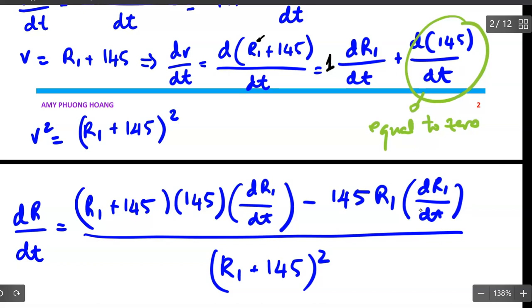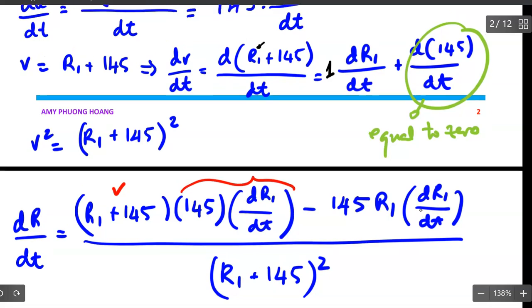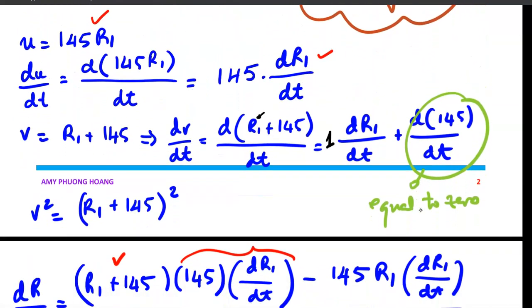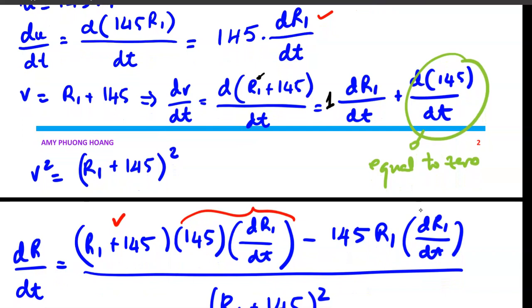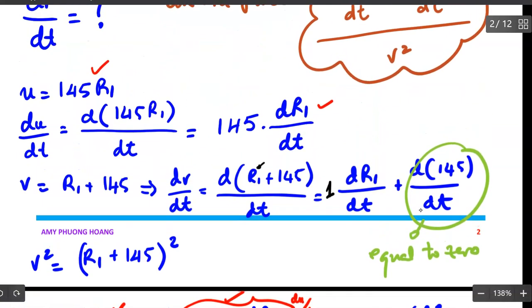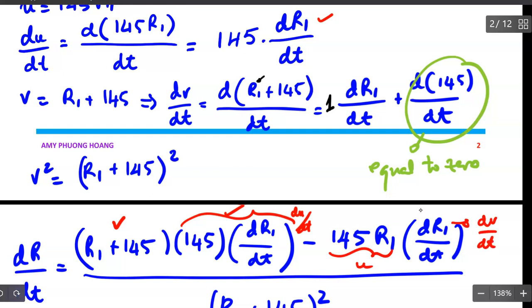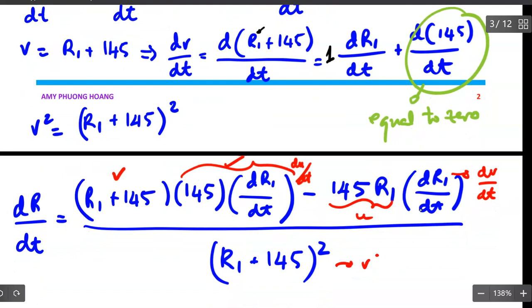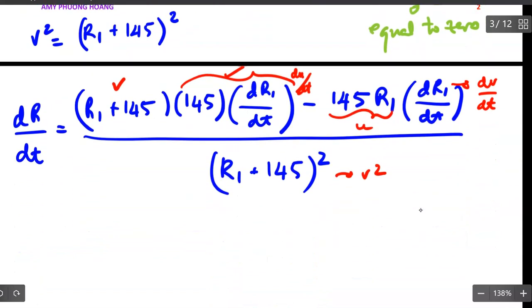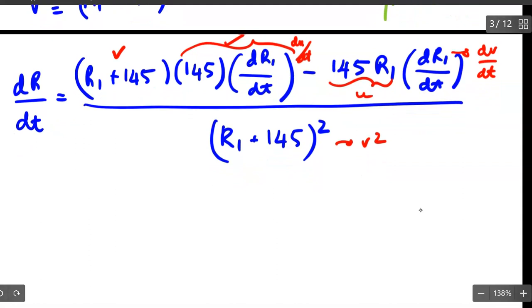So now let's double check. This is our v. This whole thing here is our du over dt. So this is du over dt. We are good with that. And the next one is u. So this one is u here, and this one is dv over dt, and this one is v squared. So we are good.